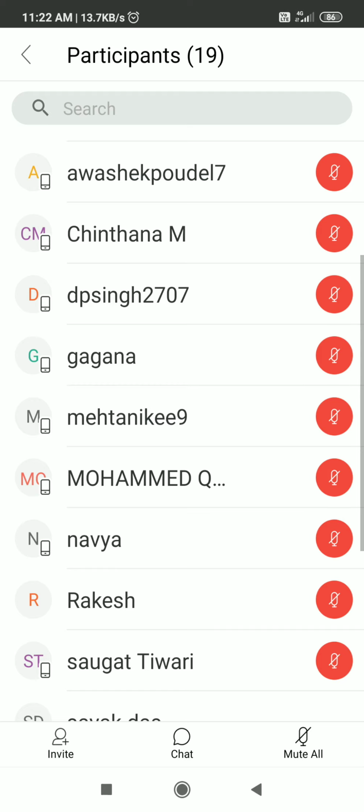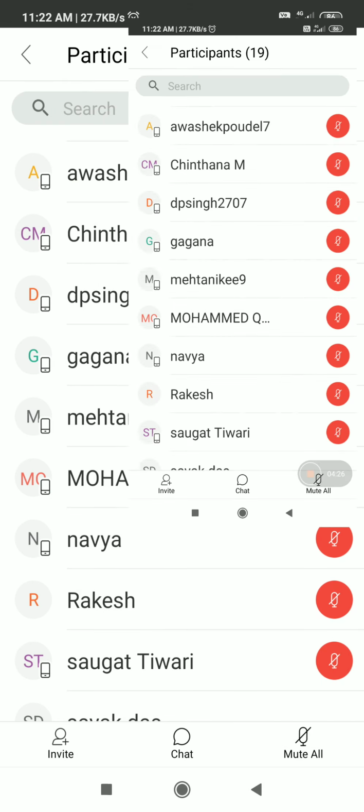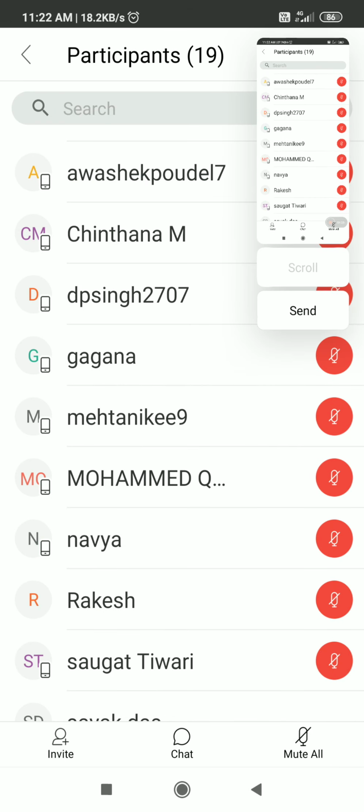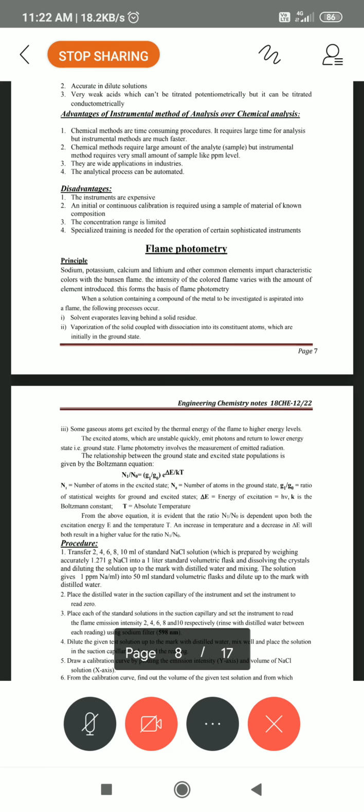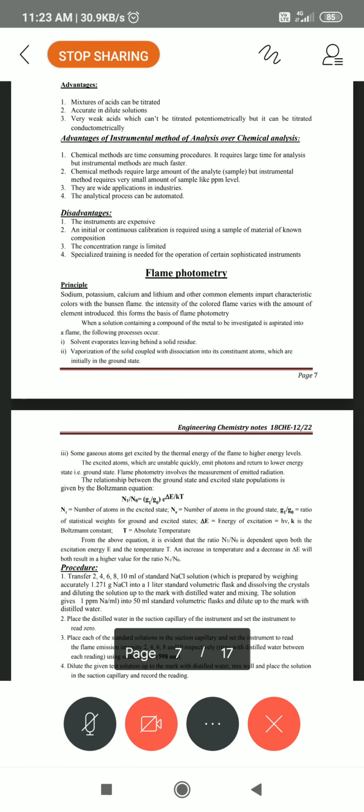In the same way, we are using this also for qualitative analysis: whether sodium is there or not, potassium is there or not. So flame photometry is also called flame atomic emission spectrometry. The emission is the flame emission, when the excited states of the atoms come down to the normal or original status and emit the radiation.